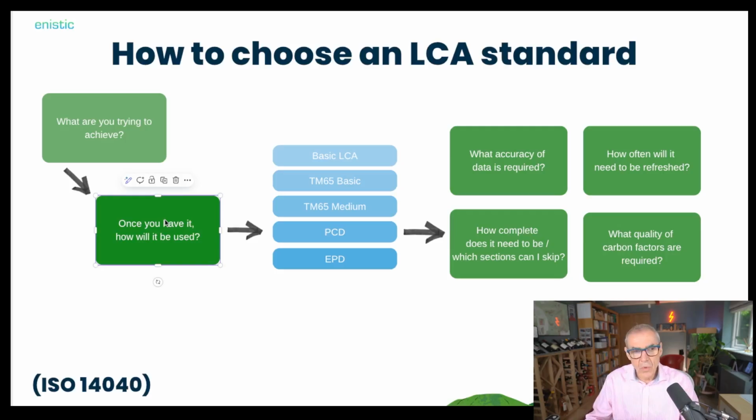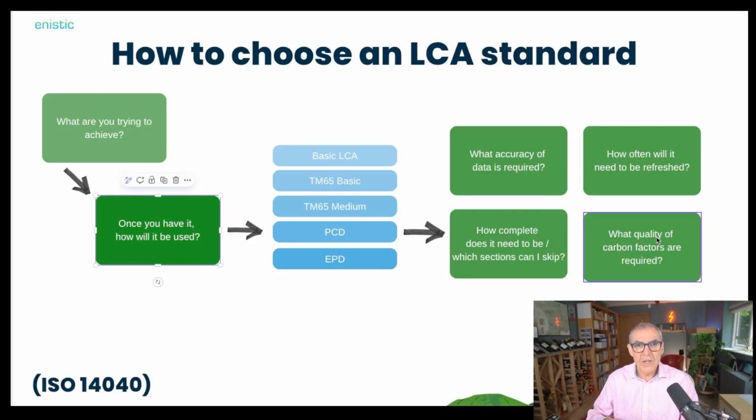Once you can answer those 2 things and you know what standard you're going to choose, and I'll come on to that in a second, that will tell you what data accuracy is required, how often it's going to need to be refreshed. Most standards say that they need to be refreshed once a year or once every 5 years, or if there's a material change, the basic rules. And what quality of carbon factors you need. The way this works is you've got, for example, a kilogram of copper, and you multiply that by a factor which says each kilogram of copper has got so much carbon in it.